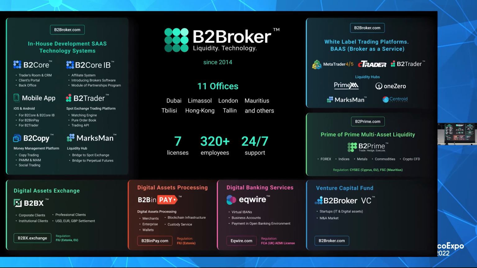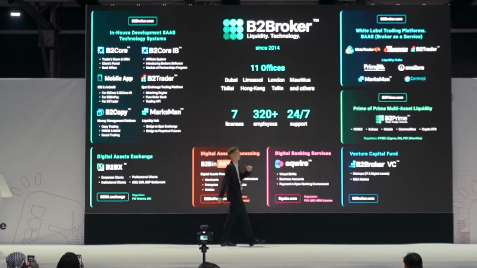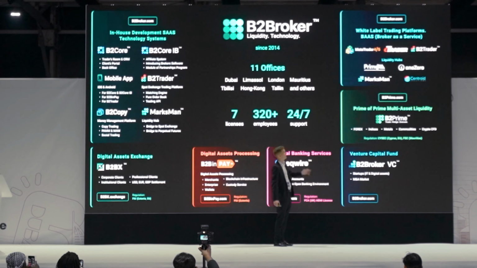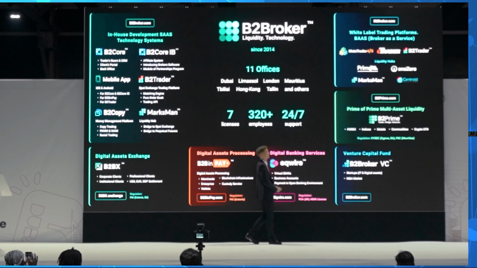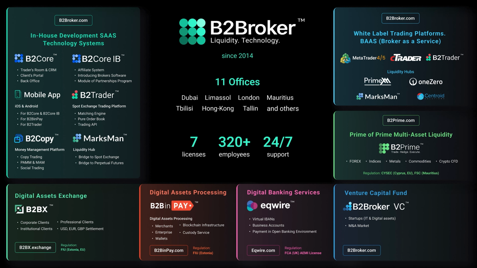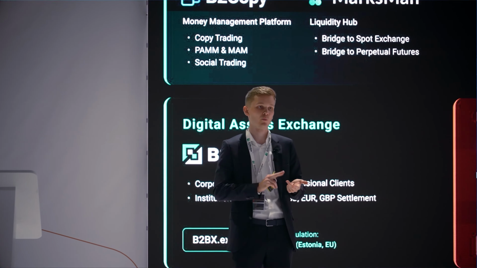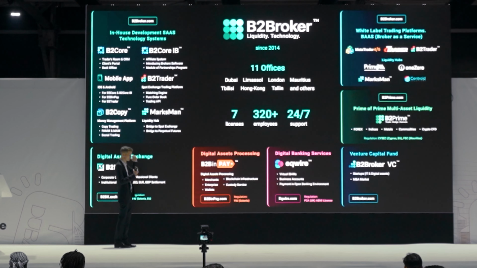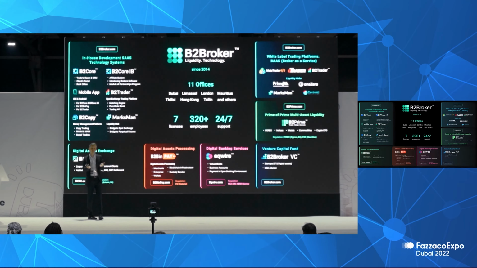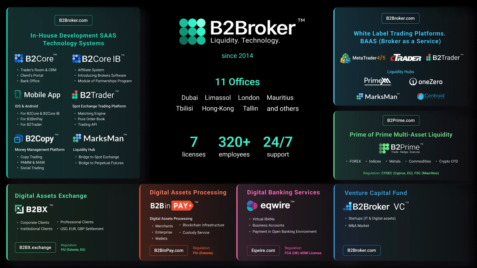Of course, we are one of the best liquidity providers for B2 Prime, which is basically the prime of prime multi-asset liquidity provider. We also have B2BX Pay, which is our crypto processing payment gateway with 2 different types of models supported, enterprise and merchant, where you can target either enterprises such as cryptocurrency exchanges, or merchants if you want to settle money in one cryptocurrency or one stable coin or even in fiat. B2BX is our digital asset exchange, our own solution, which is licensed in Estonia.